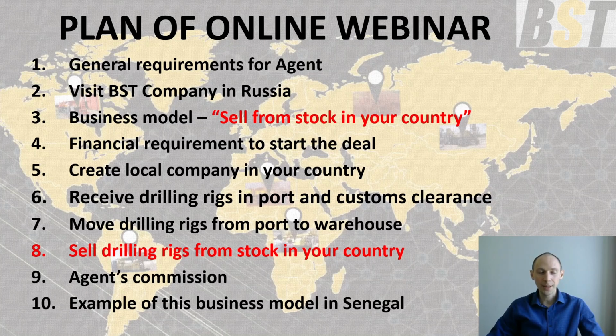Number 3, description of the business model, which is called sell from stock in your country. Number 4, financial requirements to start the deal, both for BST and for the agent as well. Number 5, create local company in your country. So the agent should have some organization, the company, which he will use to deal with BST and with his customers. Number 6, receive drilling rigs in port and customs clearance.